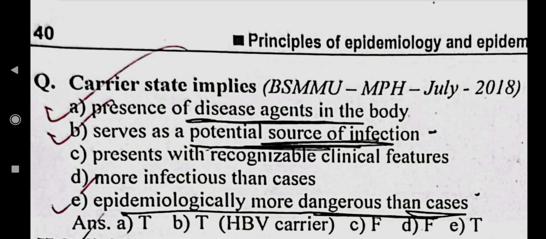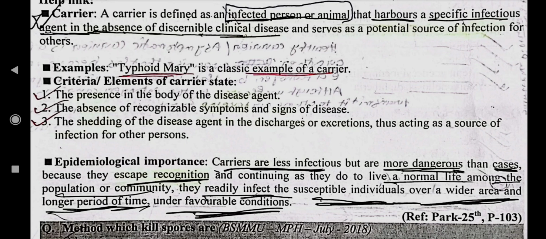Carrier state implies. True answer: presence of disease agent in the body serves as a potential source of infection, epidemiologically more dangerous than cases. False answer: presents with recognizable clinical feature, more infectious than cases. Criteria or elements of carrier state: the presence in the body of the disease agent, the absence of recognizable symptoms and signs of disease, the shedding of the disease agent in the discharges or excretions, thus acting as a source of infection for other persons.